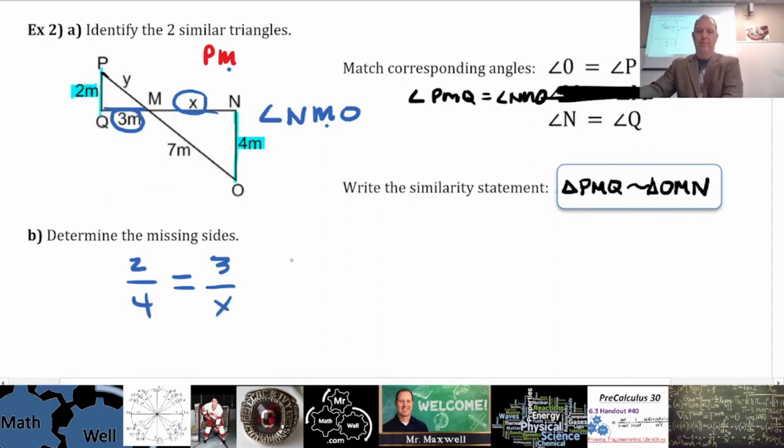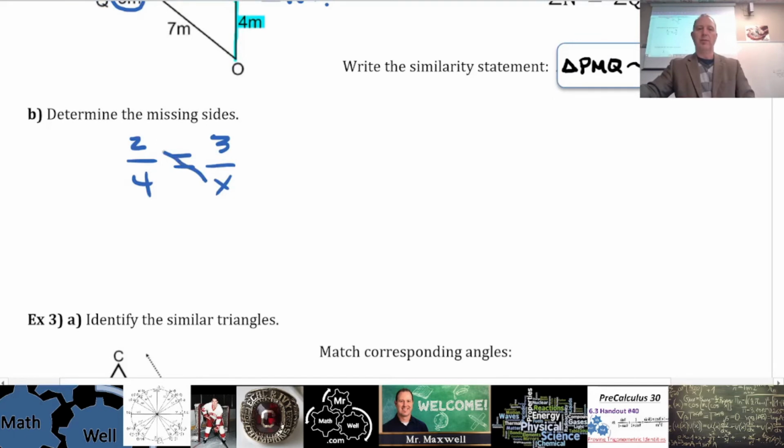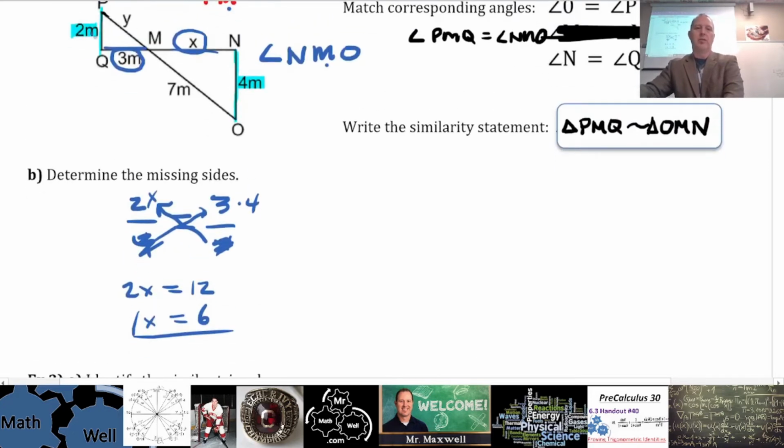Okay. So if we cross multiply, that's 2x there, that x moves. Cross multiply, that's 3 times 4, that 4 is gone. So 2x equals what? 3 times 4, 12. x equals 6. Okay? So let's see if that makes sense. 2 to 3 equals 4 to 6, or 2 to 4 equals 3 to 6. Yeah, that sounds really good.